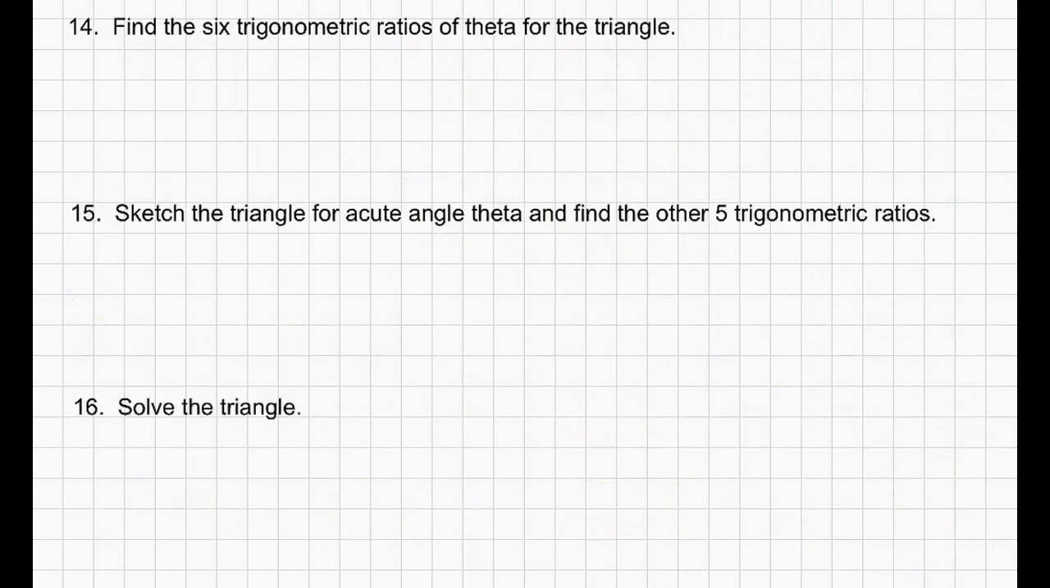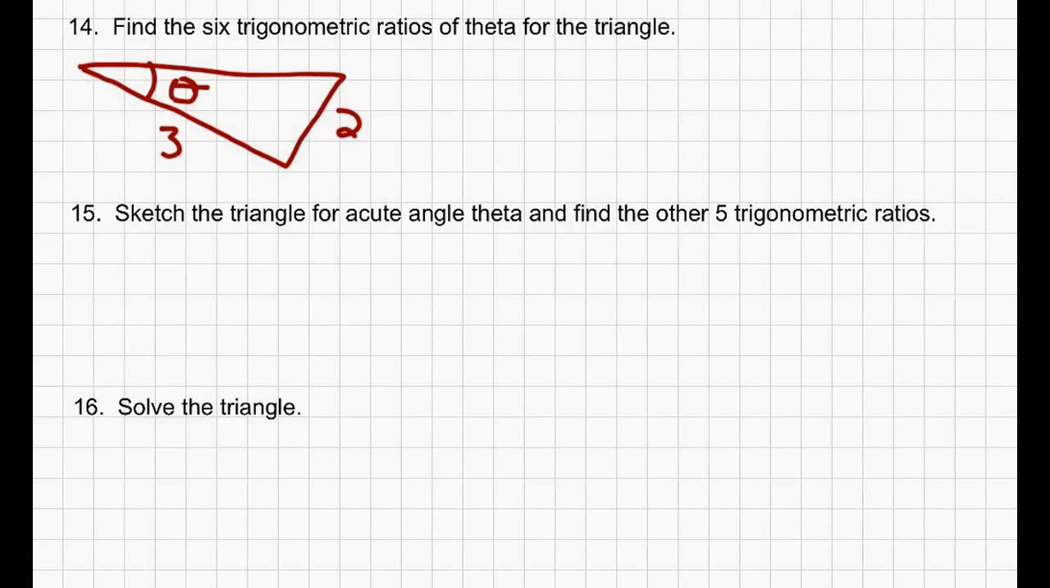Number 14. Find the 6 trigonometric ratios of theta of the triangle. All right, so here's your triangle. Here was theta, and then this side was 3, and this side was 2, and we want to find all 6 trig ratios for theta. In order to do that, I need to know the third missing side of the triangle. I'm just going to use the Pythagorean theorem to find the missing side.